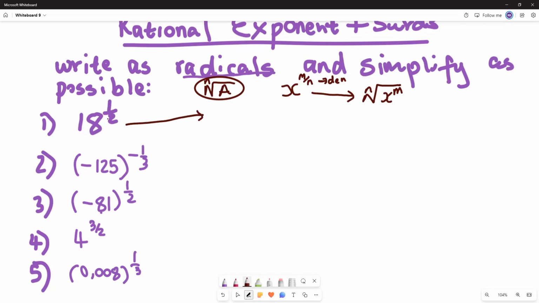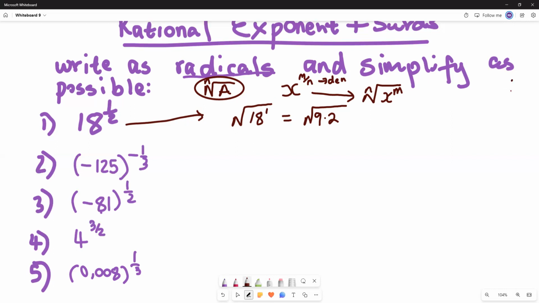Okay, so let's try this one. I see that here my denominator is 2. It means I have a square root. So I'll just write a square root. Remember, for a square root we don't show the 2, it's just hidden, but it's there. So it's the square root of 18 to the power of 1. And then you can break 18 into 9 times 2. Why am I breaking it into 9 times 2? It's because I have a square root and there's a perfect square that can go into 18, which is 9.